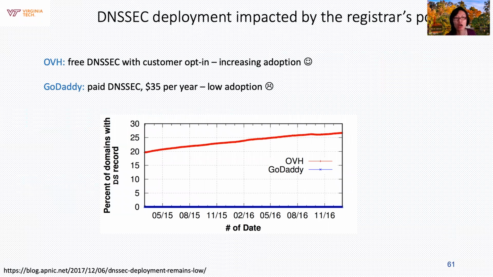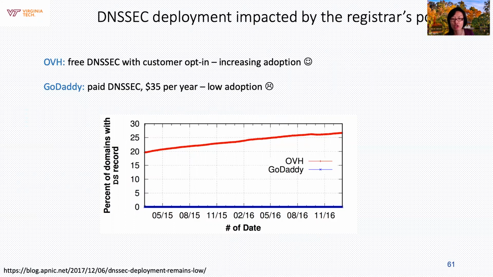Otherwise, it's tough. GoDaddy and OVH are registrars. Registrars may or may not provide free DNS support. GoDaddy charges $35 per year. Not that high, but still you see, I remember it's not 0, it's like 0.2 or something. OVH is pretty good. It's not 0, it's like 26%.